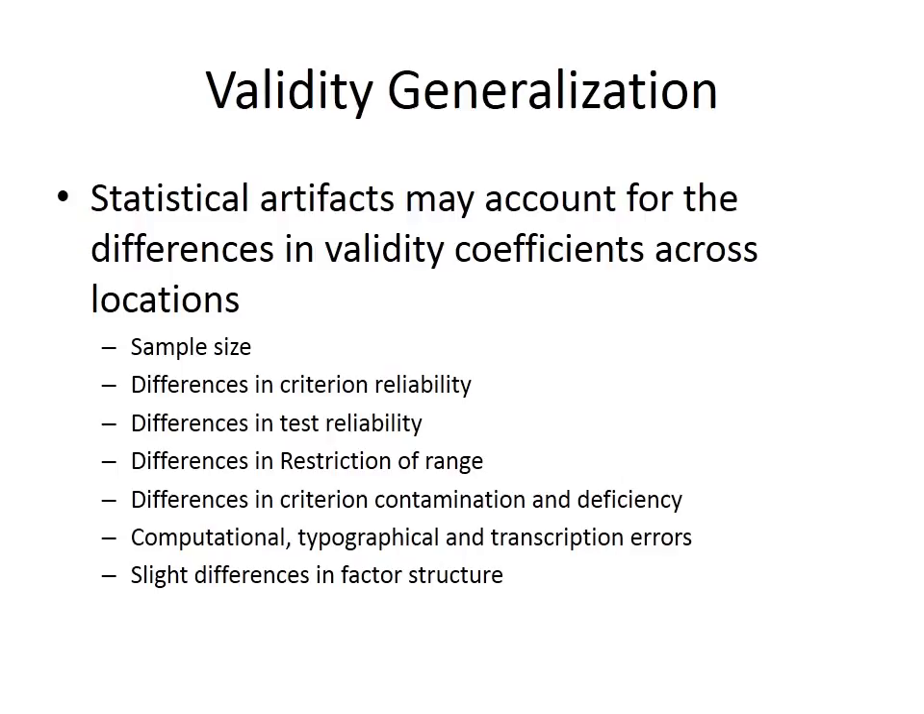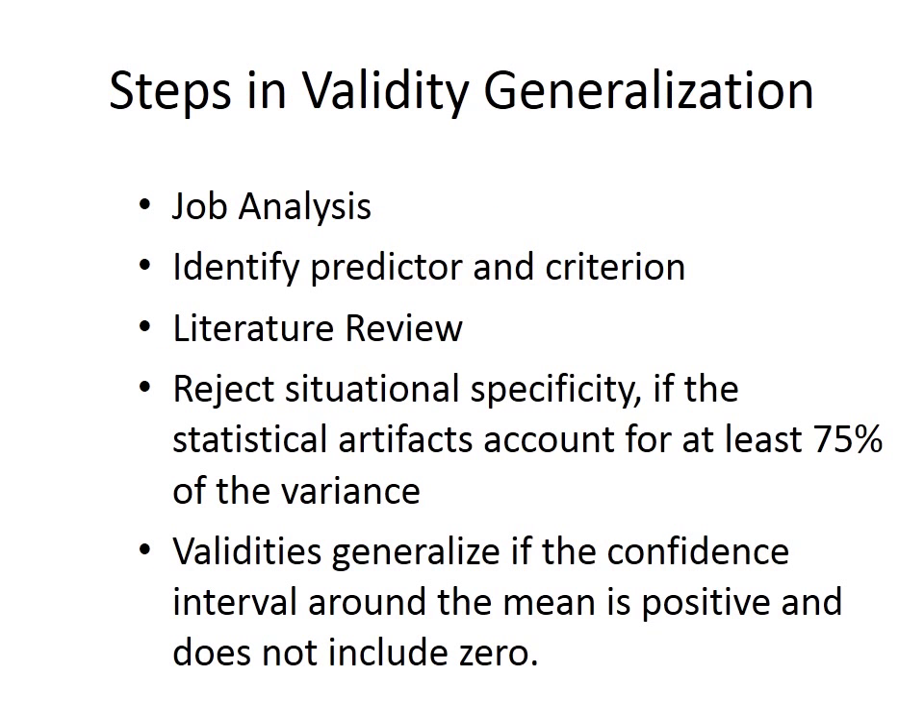Any computational, typographical, and transcription errors, and also slight differences in the factor structure. All of these are quantified in all of the studies, and then we use that information to generate these two pieces of information. How much variation is due to changes in the study, and then after you account for that, how strong is the relationship between your measure and the performance measure or criterion across all those studies.